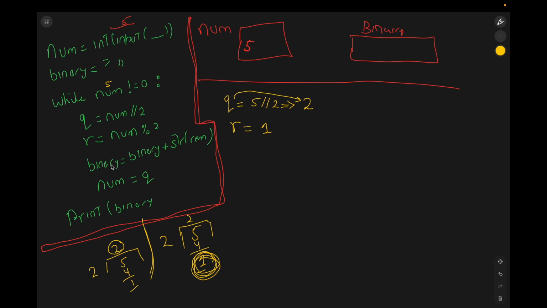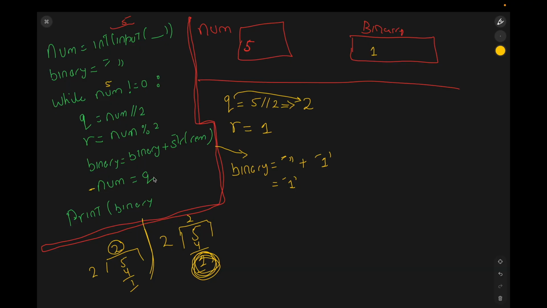Then what we are doing is binary equal to binary plus str of remainder. That means binary equal to binary. Go to the binary. What is here? Nothing, an empty string, plus string of remainder. What is my remainder? It is 1. Convert it to a string. Now, concatenation, so it will become 1, the string 1, right? Now save this back to the binary. So here we are getting 1.